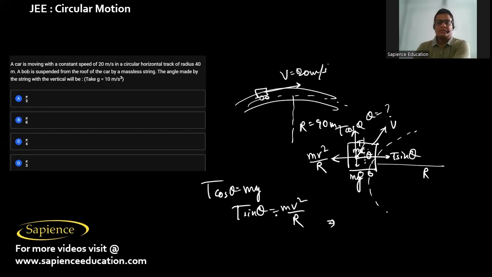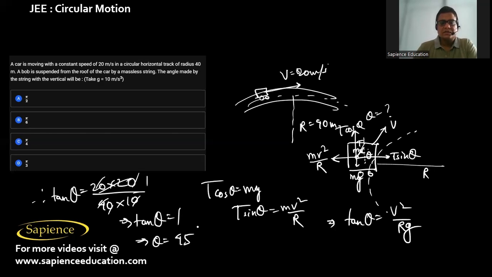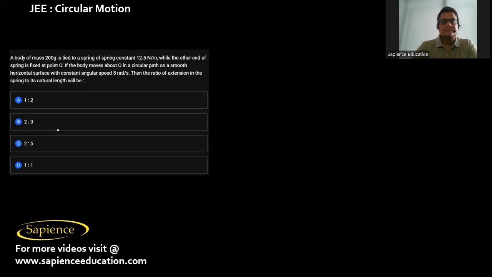So therefore if we divide these two, then we'll get tan theta, that will be equal to sin theta by cos theta, that will be equal to v square by rg. Tan theta equals v square by rg. So tan theta will be equal to v into v, 20 into 20 by r. R is 40 into g. G is 10. So this will be equal to, the 0 will cancel, 4 on the 4. So tan theta equals 1. So it means that angle theta will be equal to 45 degrees, or I can say pi by 4 radians. So pi by 4 radians, option C is the correct answer.